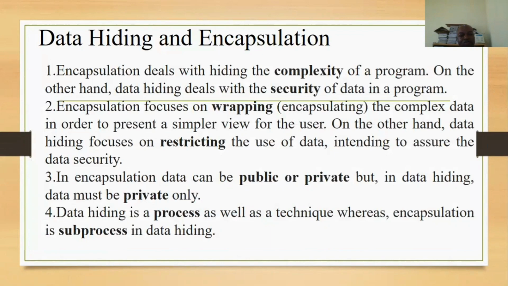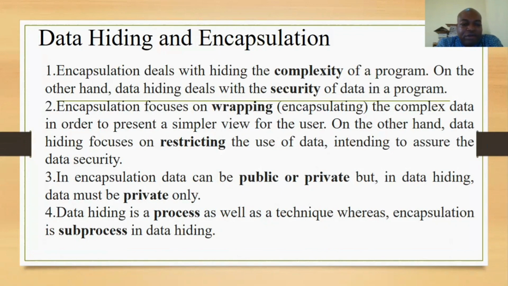In detail, we want to distinguish between data hiding and encapsulation. What are the key differences? Number one, encapsulation deals with hiding the complexity of the program, while data hiding deals with the security of the data in the program. Number two, encapsulation focuses on wrapping the complex data in order to present a simpler view for the user, while data hiding focuses on restricting the use of data, intending to assure data security. And what is the purpose of restricting? To assure data security.